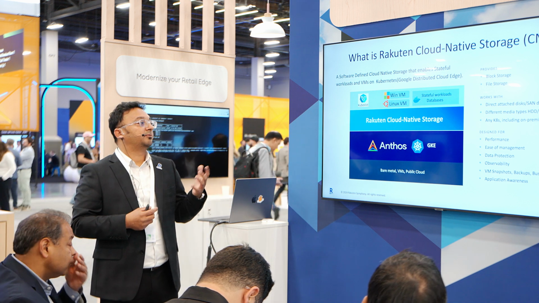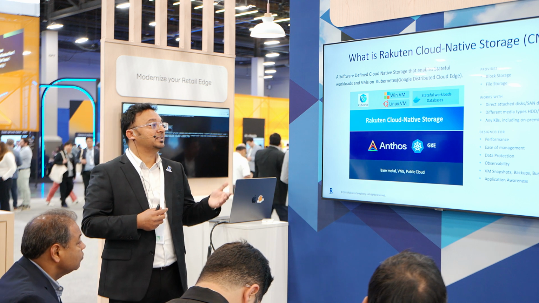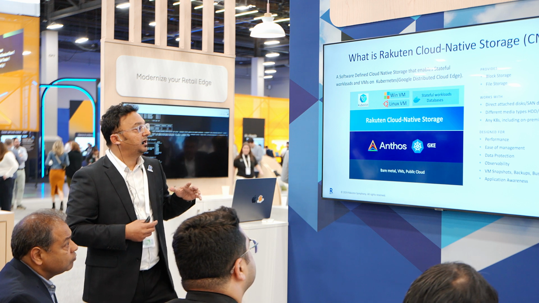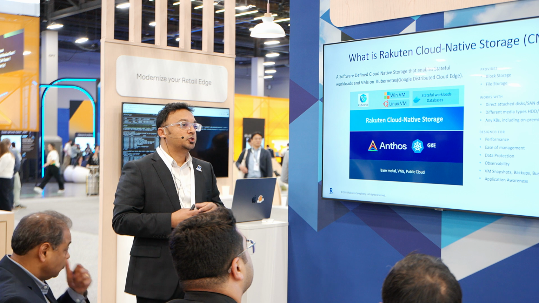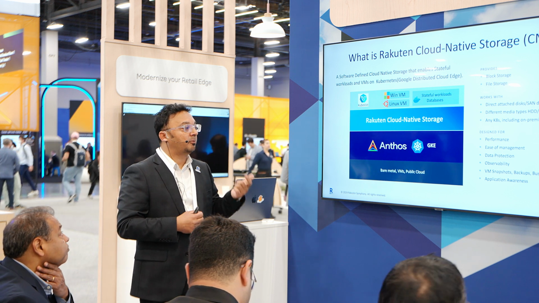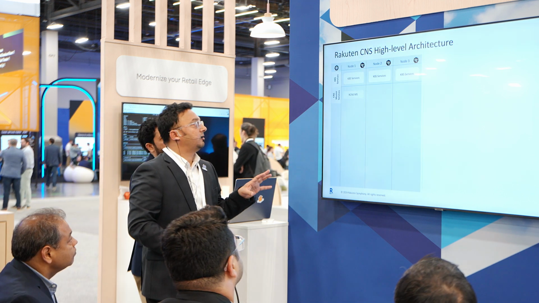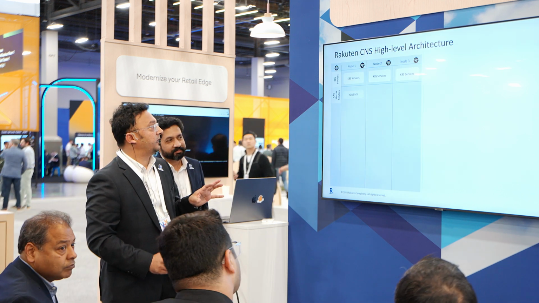You can discover heterogeneous media types like HDD, SSDs, NVMe, in any flavor of Kubernetes. It's all built homegrown, choosing the best design principles for ease of management, operational ease of operations, and to make it observable and for the best performance. So let's understand the high-level architecture of Rakuten Cloud-Native Storage.